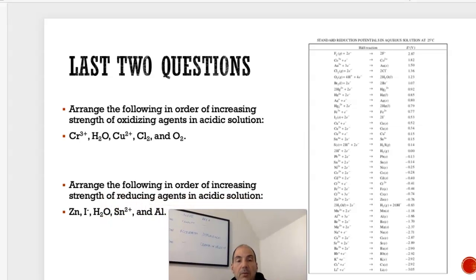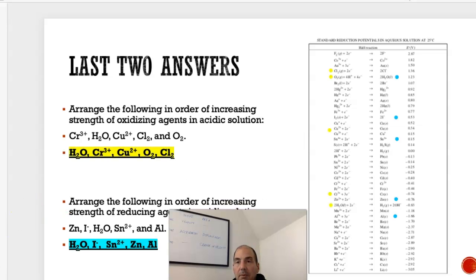Okay, so let's look at these and talk about, first of all, putting these in order of increasing strength of oxidizing agents. So list them in terms of oxidizing agents and then list these in terms of reducing agents. Now keep in mind, when you flip the table around, you're really looking at it completely turned around, because that's going to be a factor in this. Okay, I'm going to go on now.